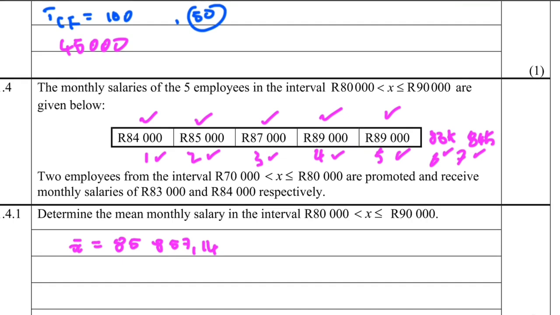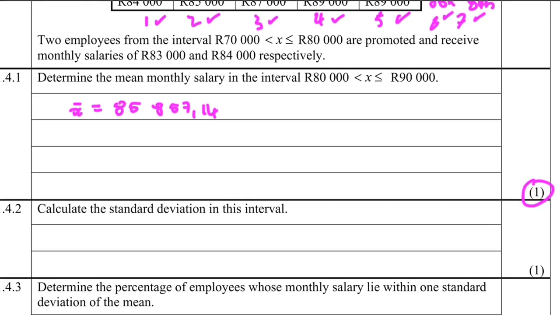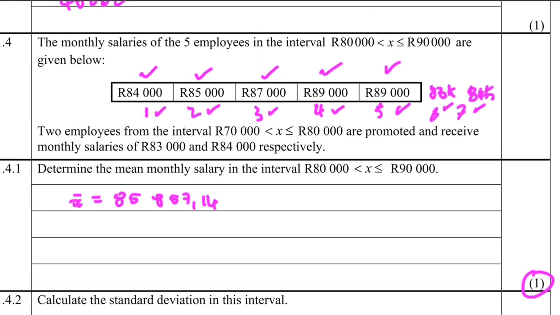So that is 1.4.1. 1.4.2, calculate the standard deviation in this interval. So if I'm going to need to find the standard deviation, I will need to enter the data in my calculator. That is the easier way. So I'm doing that right now. If you don't know how to use the calculator to find standard deviation, mean, mode, and so on, watch my other videos on stats, because I've done a couple of videos where I actually show my calculator and how you do these things.